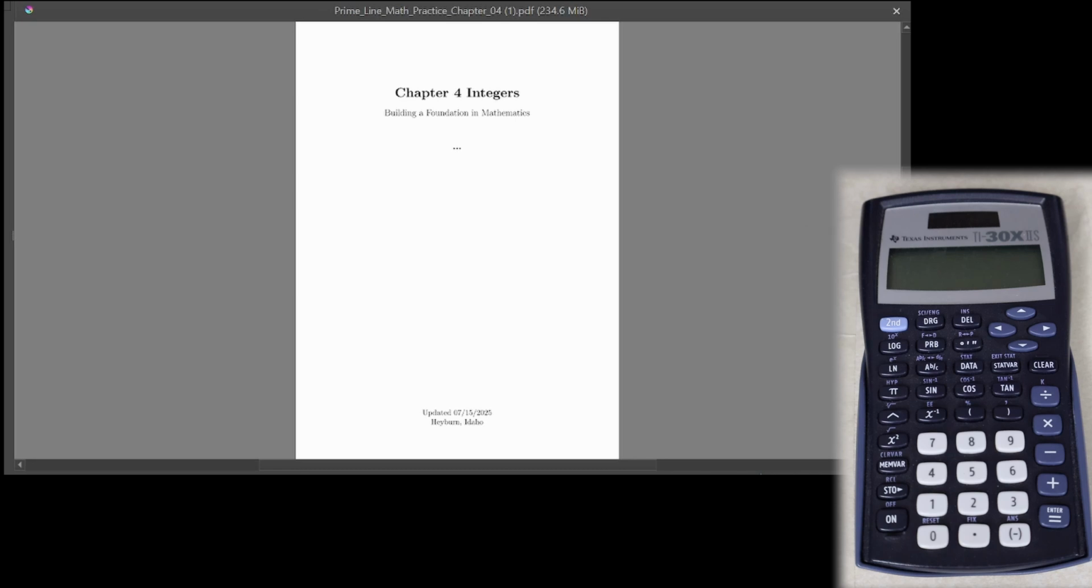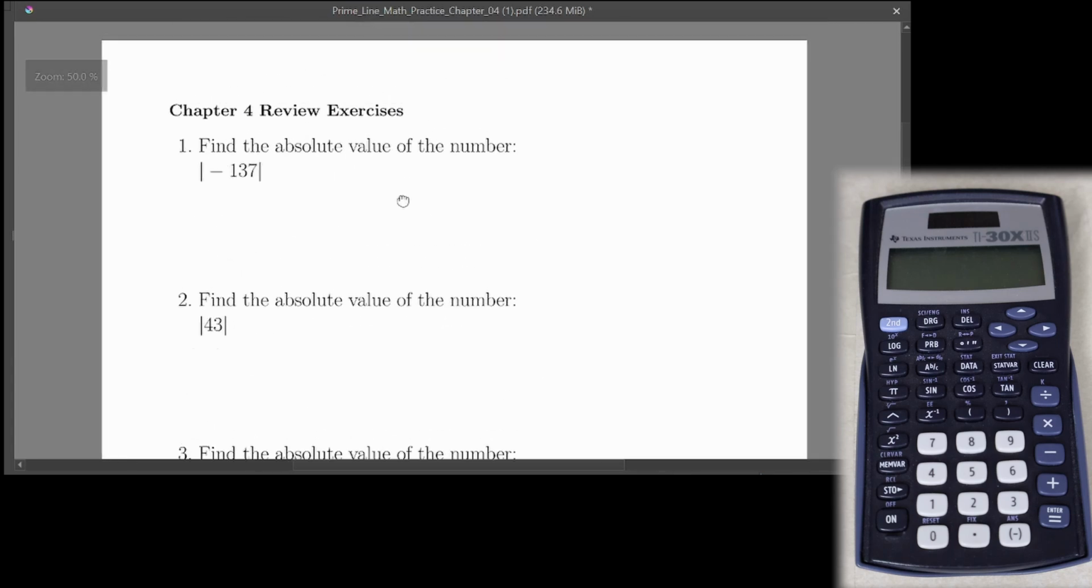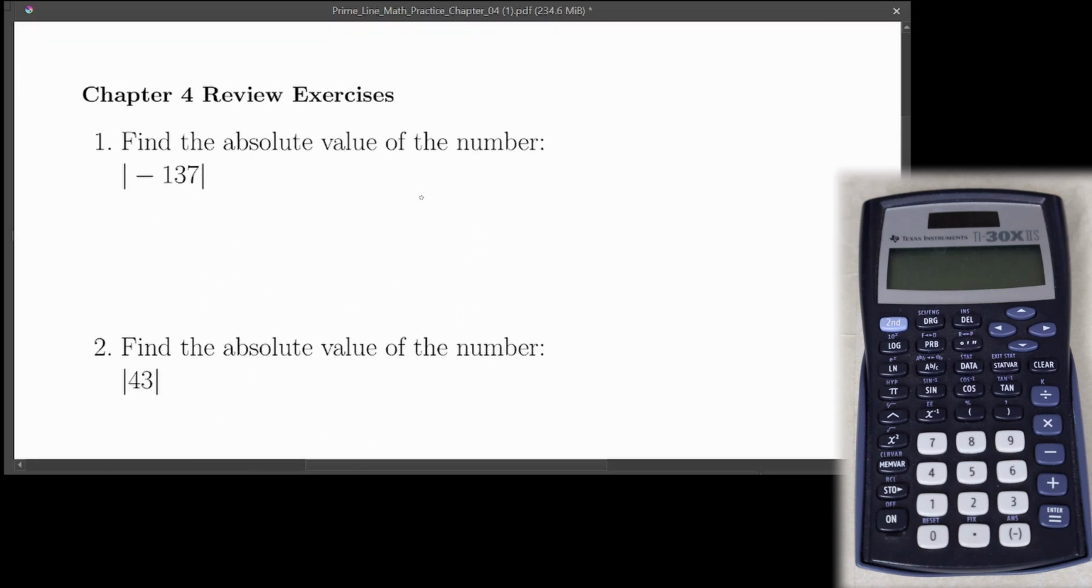All right, on chapter 4, we'll turn off all these pages really quick. So starting with chapter 4, exercise problem number 1.